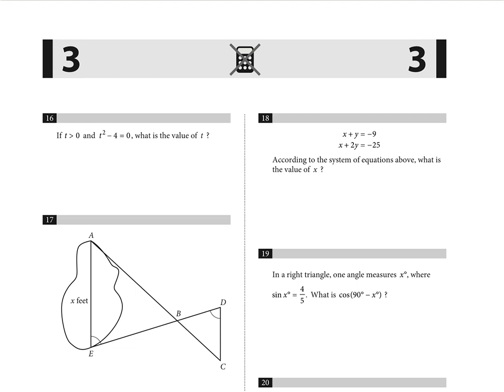Here we go. If t is greater than 0 and t squared minus 4 equals 0, what is the value of t? Well, I know that 4 minus 4 is equal to 0, and so then t squared has got to equal 4, which means t has got to equal 2. Of course, if we weren't given this, we could also say that t equals -2, but that cannot be an answer because of that constraint. So the answer is 2.